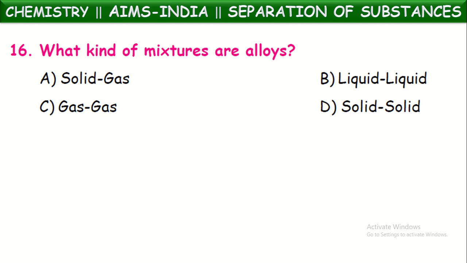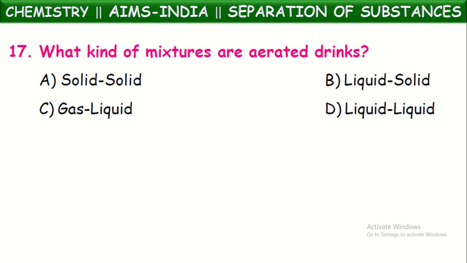Next one. What kind of mixtures are alloys? In the earlier questions we have seen that alloys are mixtures of two or more metals, so they contain completely solids. Now we can say alloys are mixtures of two or more solids, so alloys are solid mixtures. Next one. What kind of mixtures are aerated drinks? What are aerated drinks?